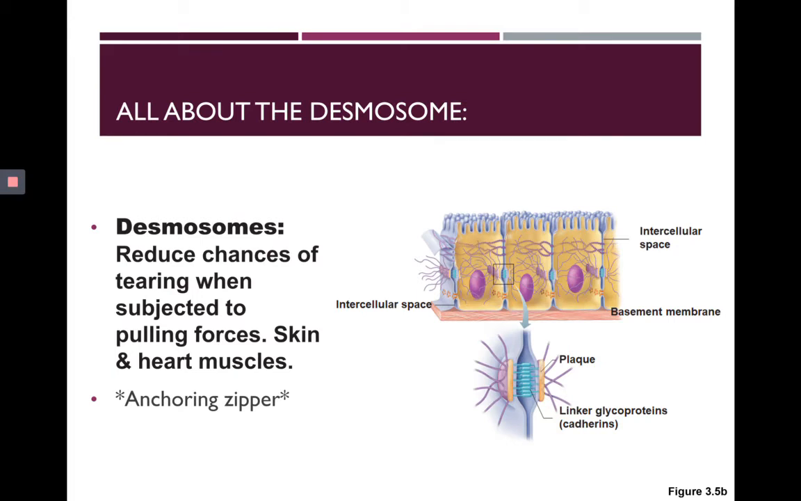So desmosomes are really helpful in things like your integument or your skin. They're great in your heart, so between cardiac muscle cells, because they reduce the chances of tearing when a tissue, so tissue made up of cells, is subjected to pulling forces. So again, skin and heart muscles, that's where you're going to find these types of cells. One of the reasons if you have an itch on your arm or somewhere else and you scratch it, that your skin doesn't just peel off, is because it's allowed some stretch. It's allowed some pulling force without having to tear or break down. So we should be really thankful for our desmosomes because they're really helpful.